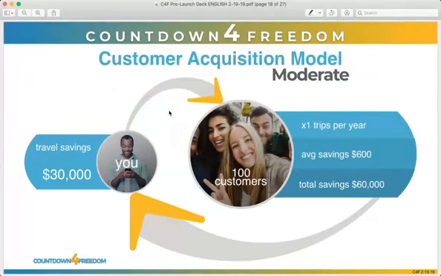So what if I do something more moderate? Okay, you introduce 100. You share goodwill with 100 and develop 100 customers. They take one vacation a year. Their average savings is $600, which means $60,000 in total savings. You haven't built a single team member. You're just sharing the savings. That means $30,000 back to you.